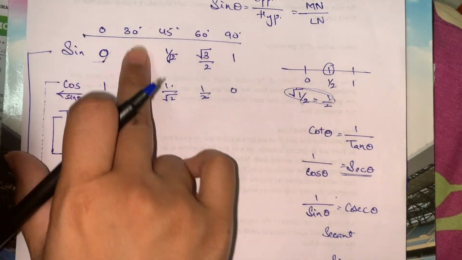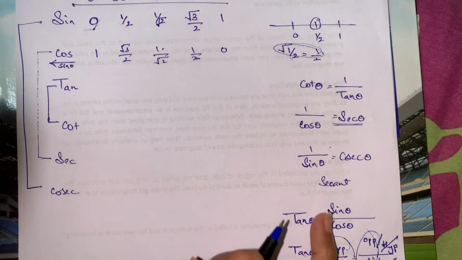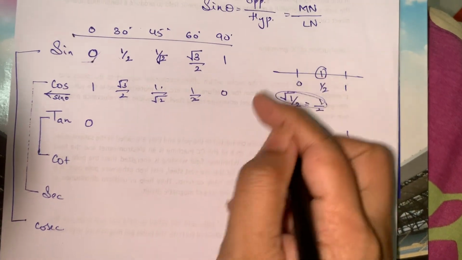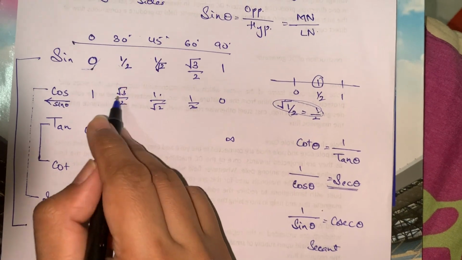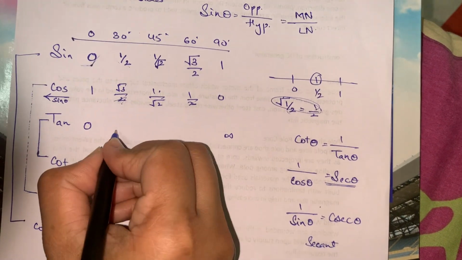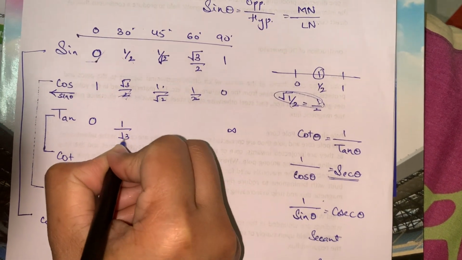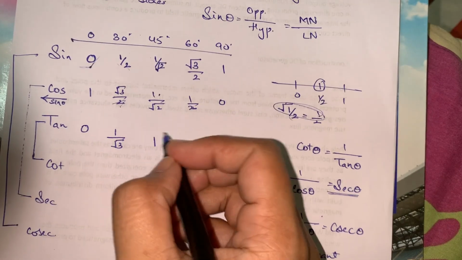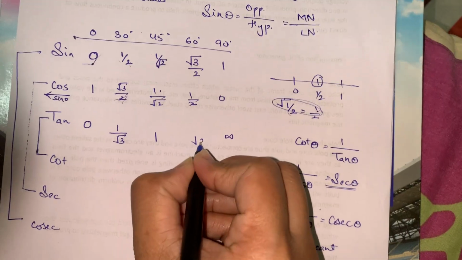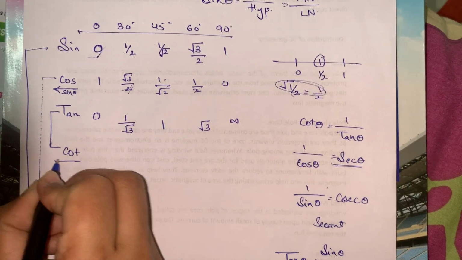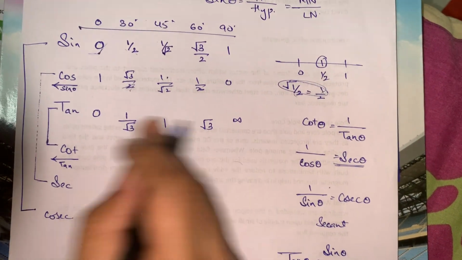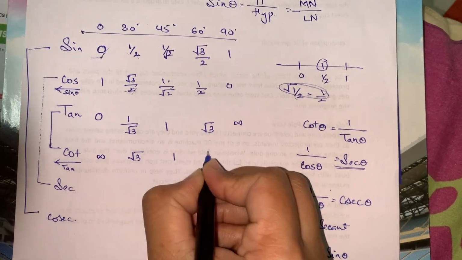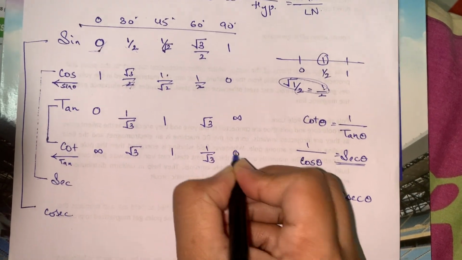Now tan is division of these two, sine and cos, right? We have just seen sine and cos, so we'll divide them. Dividing this, it becomes 0. Dividing these two, it becomes infinity. These two, when I divide, this gets cancelled and I'm left with 1 upon root 3. They both are the same, so they'll cancel each other and give 1. This becomes root 3. Then cot is the reverse of tan in the other way. So it's infinity, root 3, 1 upon root 3 and 0.